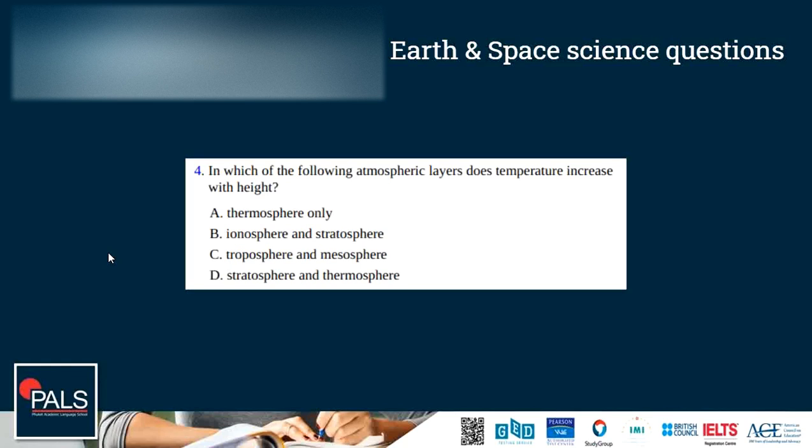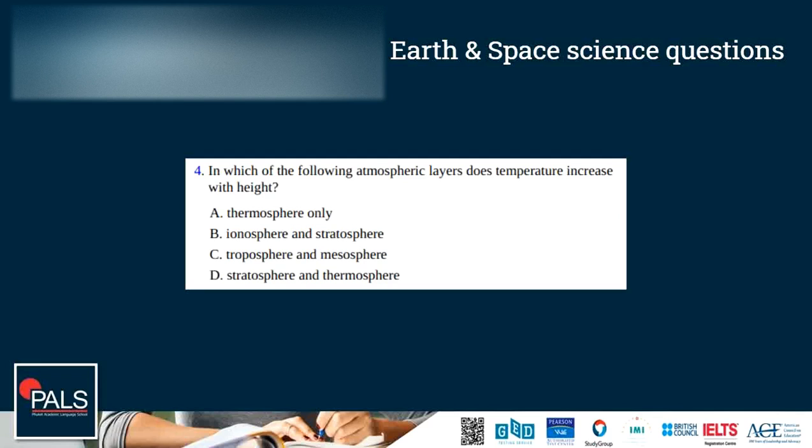In which of the following atmospheric layers does temperature increase with height? In the thermosphere only, ionosphere and stratosphere, troposphere and mesosphere, stratosphere and thermosphere. This is a tricky question. In the actual GED exam, you would probably get some more information to answer something like this. I doubt that you have to remember the atmosphere to such detail, but let's try to answer the question anyway.